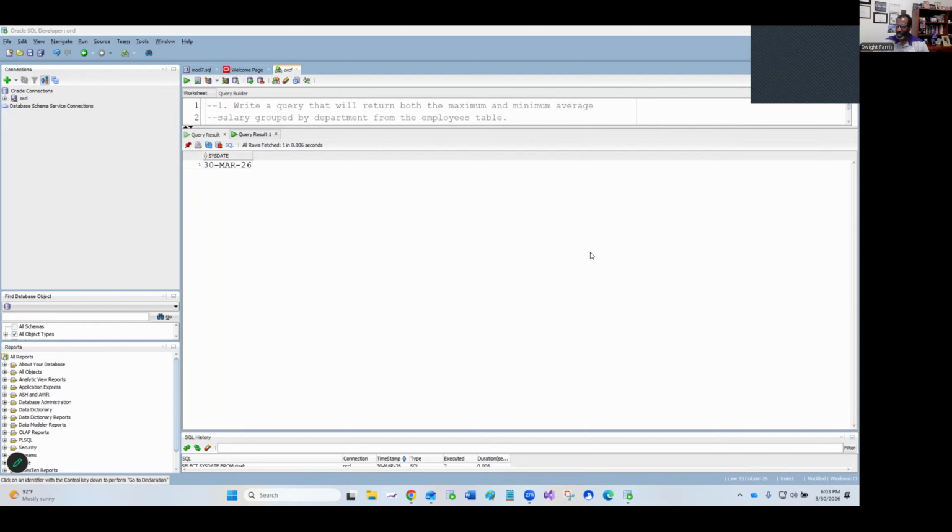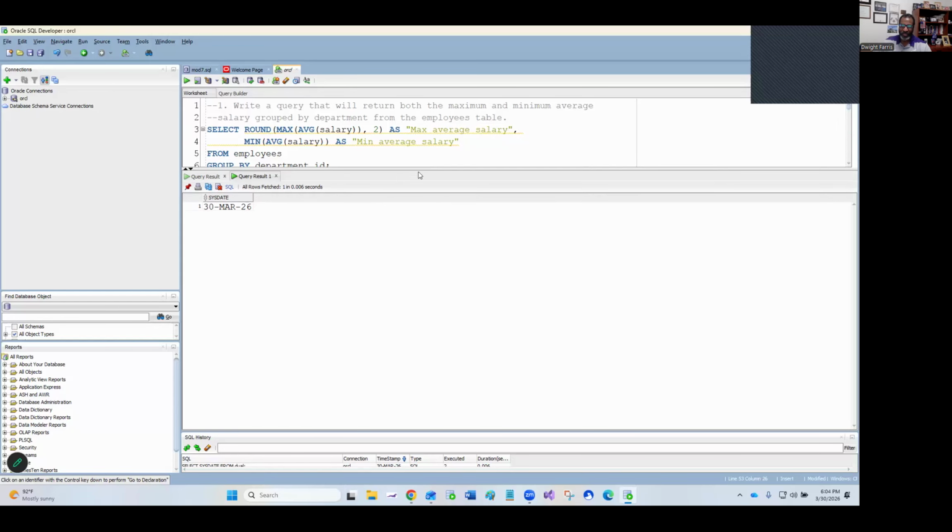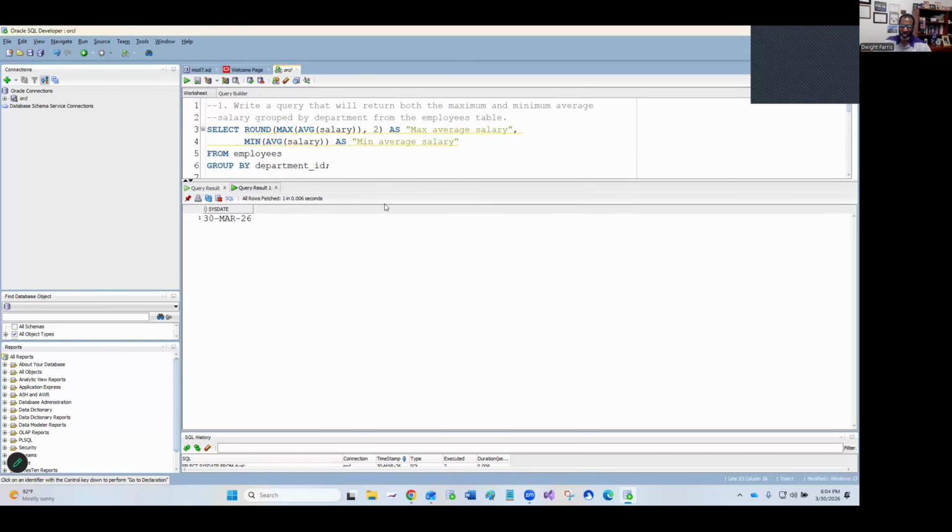So go over the assignment first in Mod 8. 6 questions. The first one was write a query that will return both the max and min average salary, the average salary group by department. There was actually a couple ways to do this. So if you didn't get this answer, you can do well, I used a round just so I don't get that long illustration of the max.